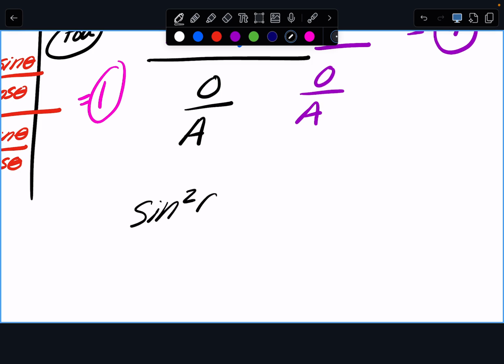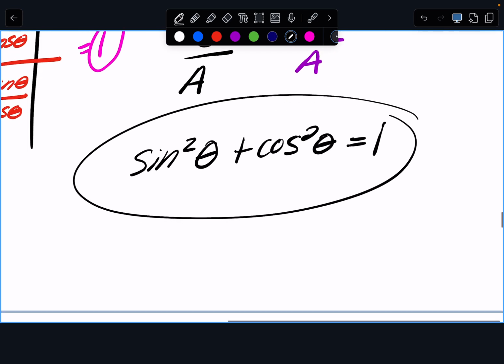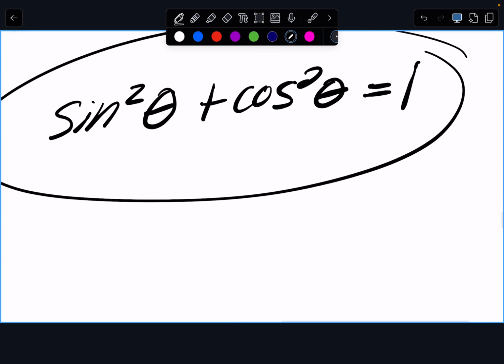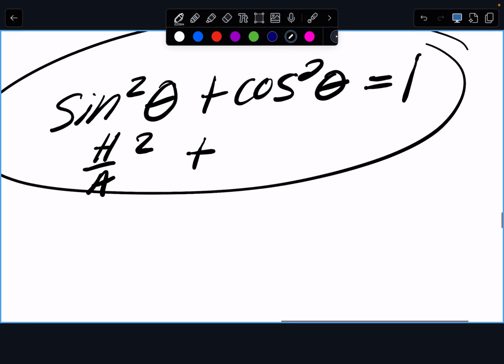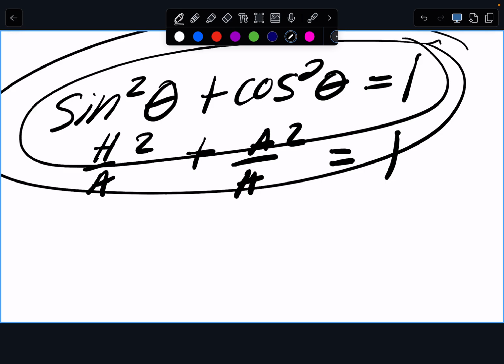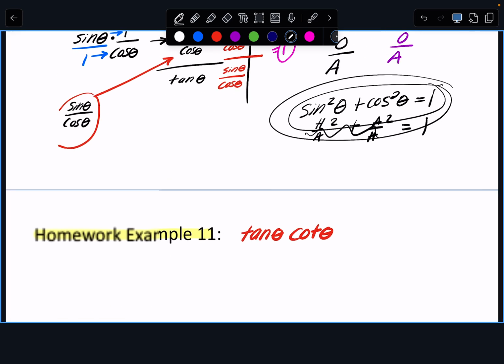So sine squared theta plus cosine squared theta equals 1. We're learning that next time. I'm just trying to make a point here. Do you really want to have to write H over A squared plus A over H squared equals 1, and then get a common denominator? It's going to be nasty. So instead, if you don't have to write out A's and H's, that's going to be easier. So that's why it's just not always easier.